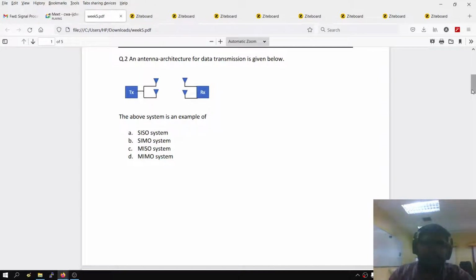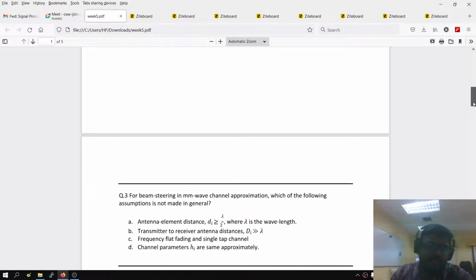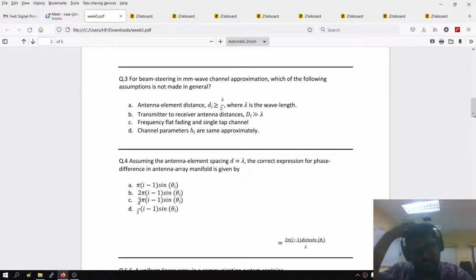So let us go to question number 3. For beam steering in millimeter wave channel approximation, which of the following assumptions is not made in general? The first option is antenna element distance di is greater than or equal to lambda by 2, where lambda is the wavelength. The second option is transmitter to receiver antenna distance di is greater than lambda. The third option is frequency flat fading channel and single tap channel, and the fourth option is channel parameters HI are approximately the same.